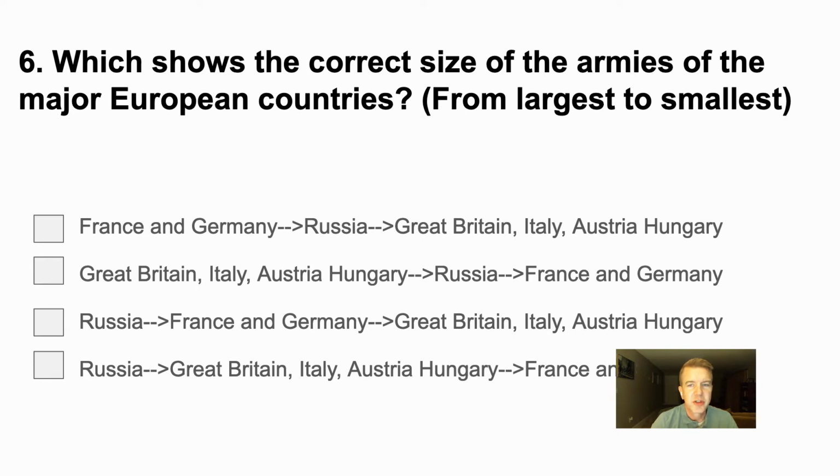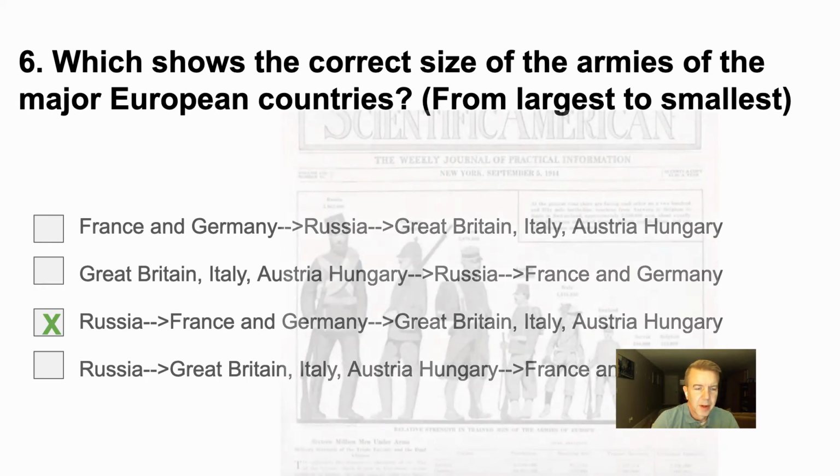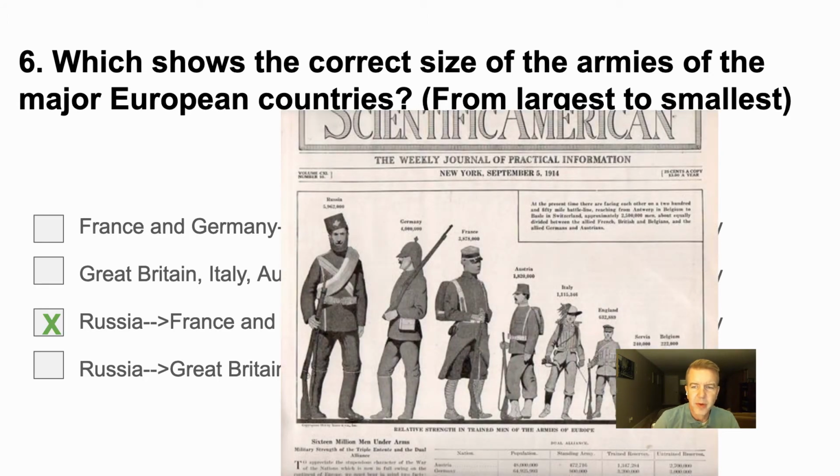Number 6 here, which shows the correct size of the armies of major European countries from largest to smallest. It's Russia, then France and Germany, and Great Britain, Italy, and Austria-Hungary. Although it's funny because Austria-Hungary is the one who starts things going by threatening Serbia. I'm just going to show you, this is Scientific American. A little bit later in the year, it shows Russia still with the largest army, but a poorly equipped army, I should point out. Germany is shown here with more troops than France, but this is after the war has actually started, and at the time the war starts, they're pretty similar. England jumps up very quickly.